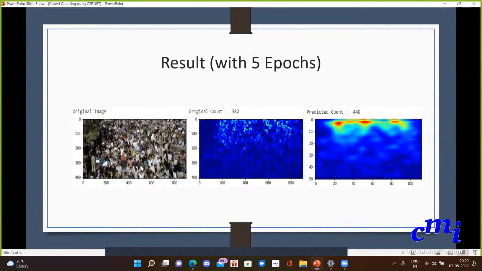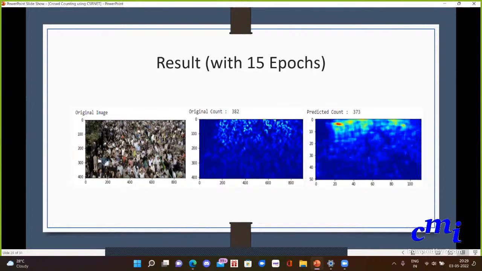So this is the original image, and this is the ground truth count. The original count is 382 and the predicted count is 449. Since this varies a bit, it's not giving us a better result. So for 5 epochs, it's not working well. Now let's see the results with 15 epochs.